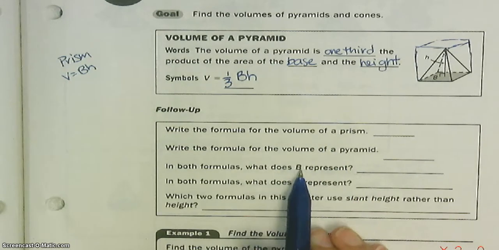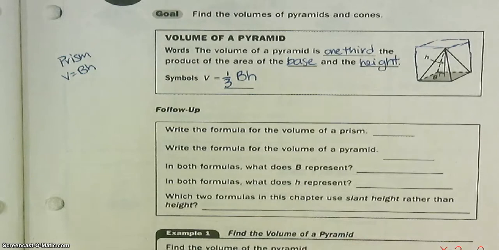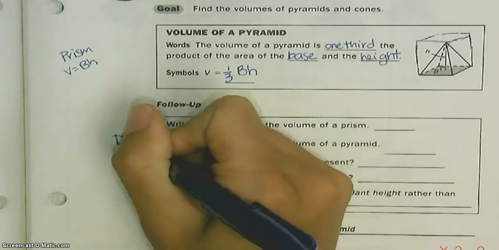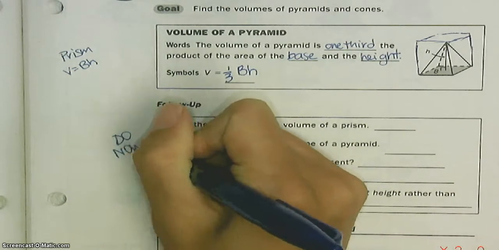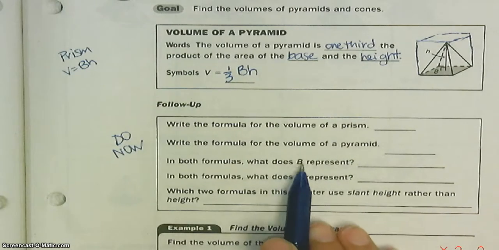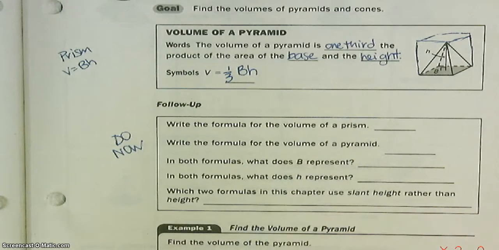Write the volume formula for a prism and a pyramid. Say what big B represents, what little h represents. And then talk about which two formulas use slant height. All right, I want you to do this now. I just gave you the answers to these two, and you should know what big B and little h stand for.